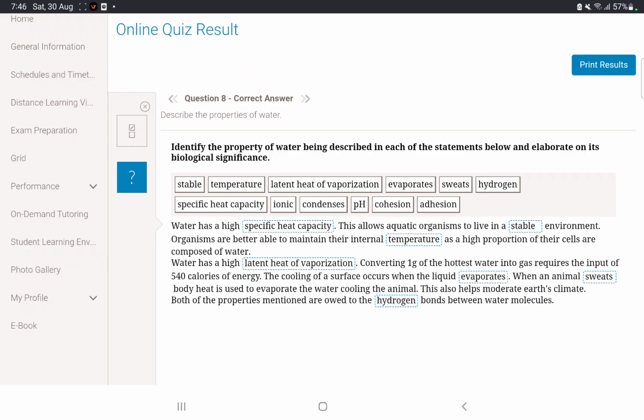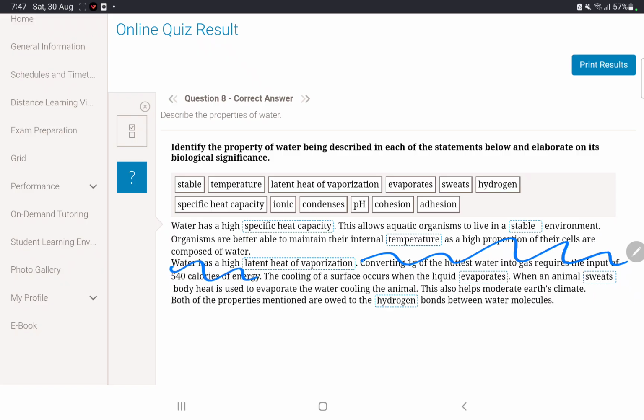That's why water has a high latent heat of vaporization. So converting 1 gram of the hottest water into gas requires the input of 540 calories of energy. Okay, that's just information for you. They're not going to ask you that. Don't concern yourself with that.